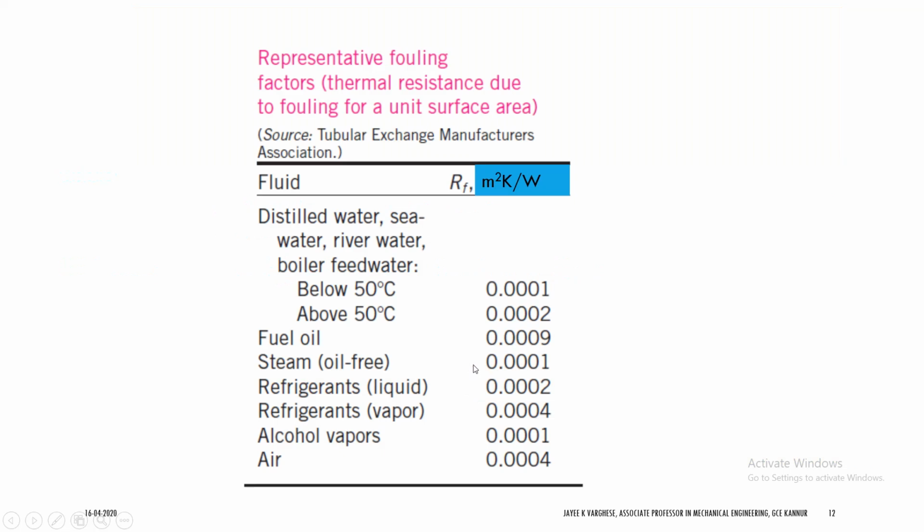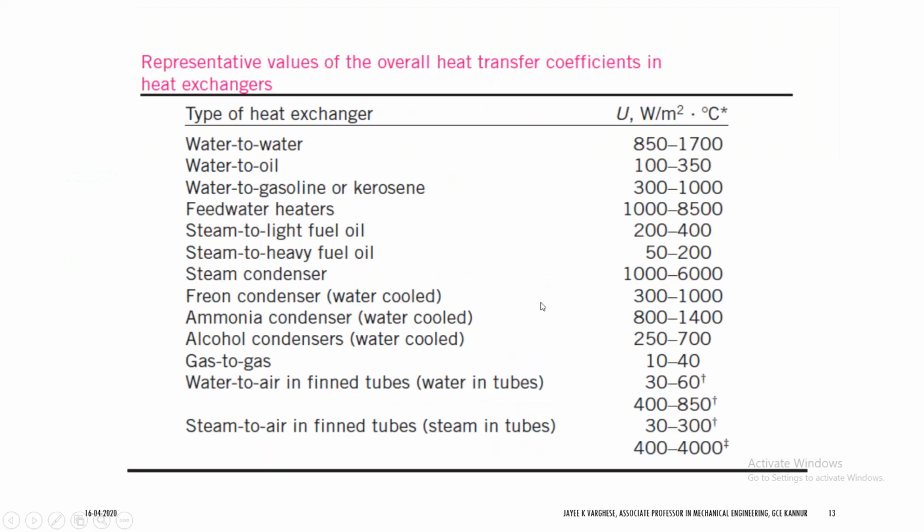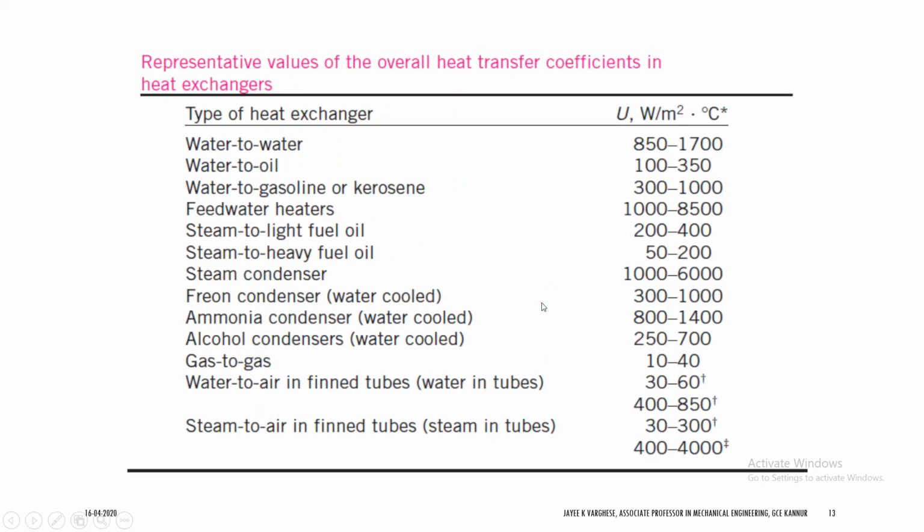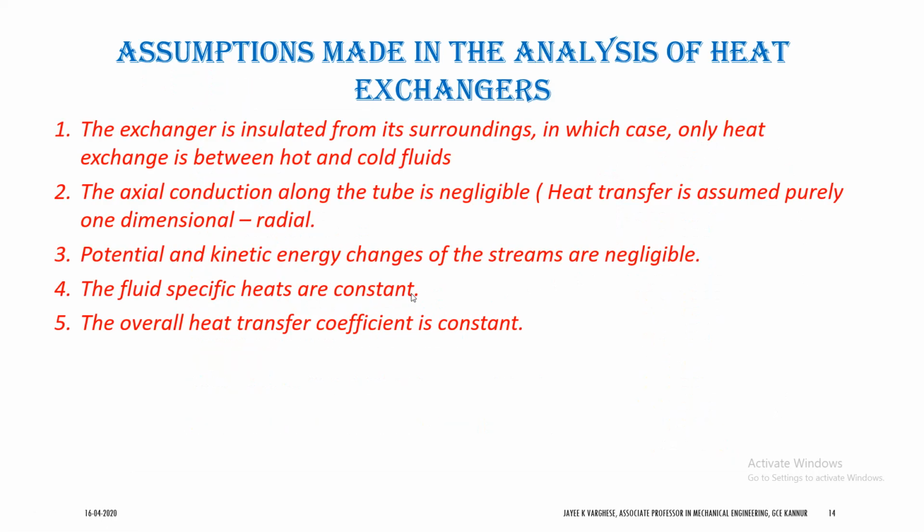Then there are certain values for the fouling factor which can be taken from the data book, and some values for the overall heat transfer coefficient, just for an idea, not to be used for solving problems. And the assumptions made in the analysis of heat exchangers. These are the things which I wanted to discuss with you in the first lecture. Thank you.